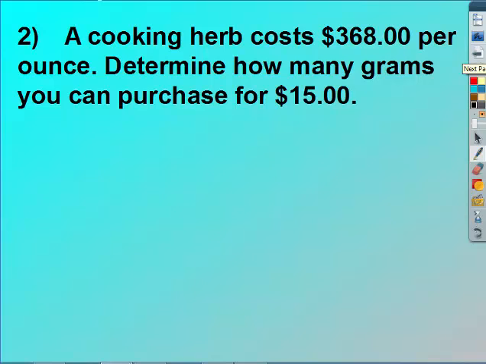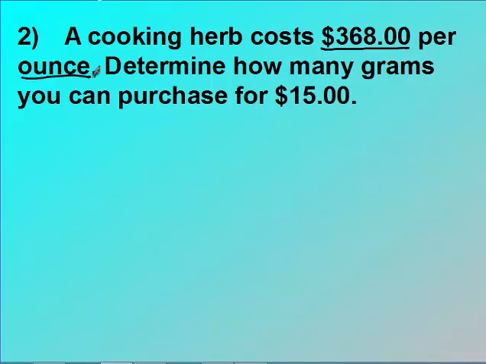All right, let's look at another one together. On this one, remember our first step is to pull out any conversions that are in the problem. So $368 per ounce. That's a conversion. And that's all the conversions we have. We're starting with $15, and we're trying to convert it to how many grams.